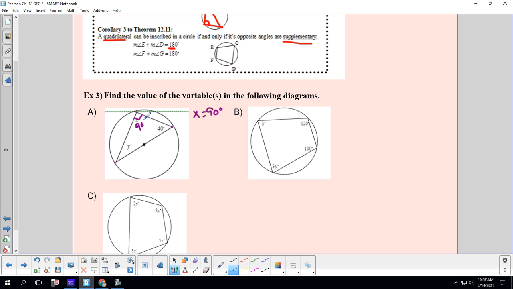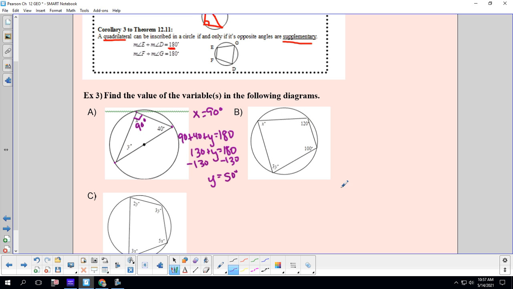If x is 90 degrees, and this is 40, then 90 plus 40, I know that looks like a 90, it is not. Let's make it look more like a 40. 40 plus y has to equal 180. So 130 plus y equals 180. Subtract 130 from both sides. y is equal to 50 degrees.